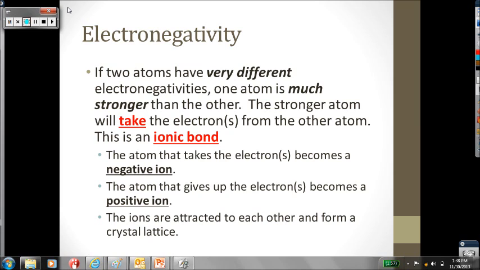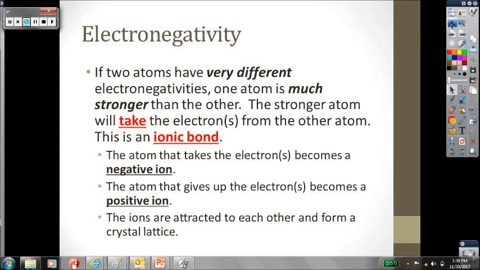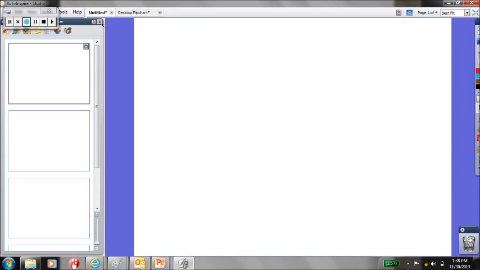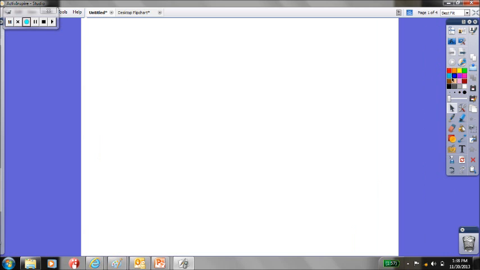And the ions are going to be attracted to each other because opposite charges attract. So the positive ion is going to be attracted to the negative ion, and they're going to stick together and form a crystal lattice. And so let's see what that looks like with an example. Okay, so let's take salt as our first example. Sodium chloride is going to be our first example.